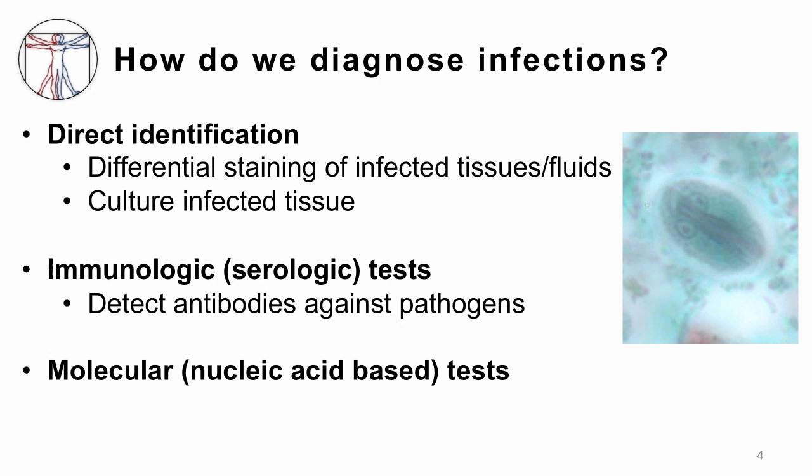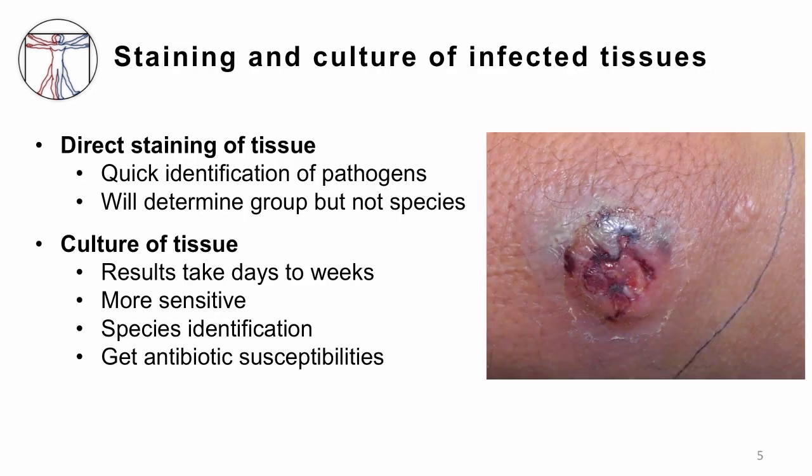The other way you can do it is you can do culture. So you could take some of that tissue, put it on an enrichment medium that would maybe help a bacteria grow, allow it to incubate for 24 hours, and then see if you can get the bacteria to reproduce, and then you can have more numbers, and then you can do some testing on that live bacteria. You can also do immunologic testing, where you actually use the immune response to identify the pathogen. And then there's some molecular tests that we'll talk about.